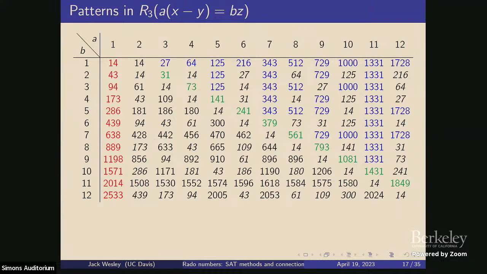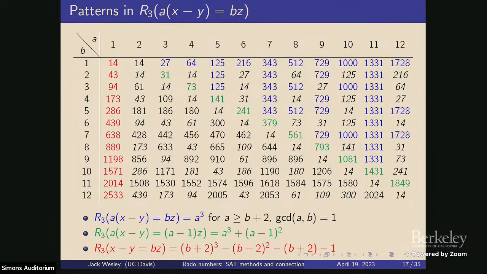And it's not hard to see that all of these values are equal to a cubed, unless a and b are not relatively prime. And this green diagonal also has a nice easy formula. It's a cubed plus a minus 1 squared. And this first column, this red column, also has a nice polynomial description, though perhaps not as obvious.